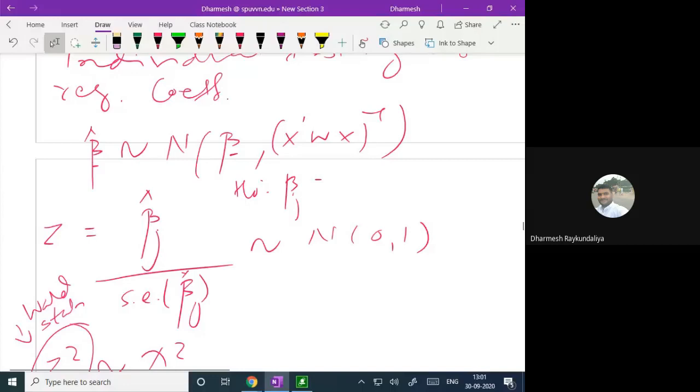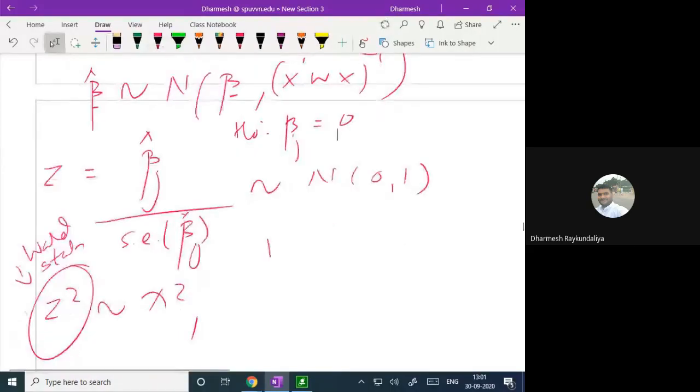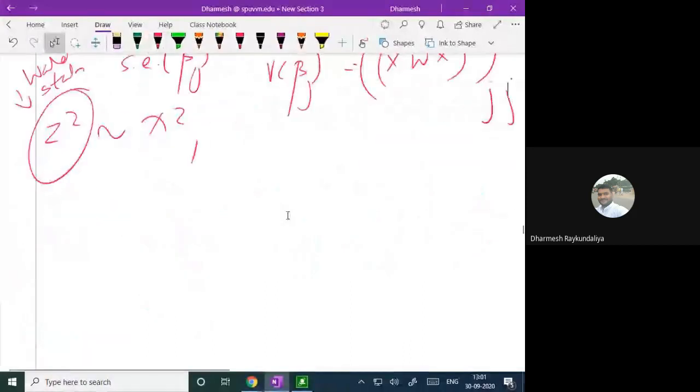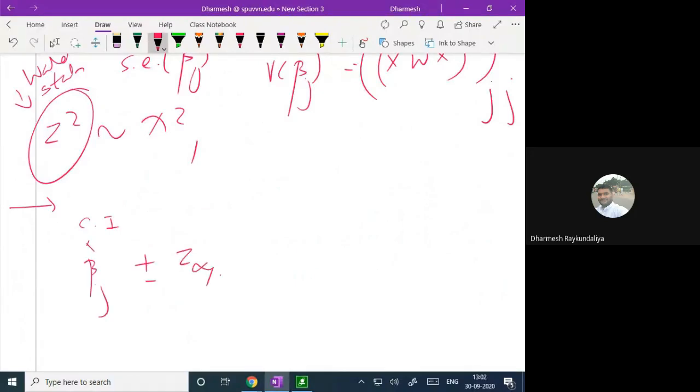And now what is the standard error of beta j? The variance of beta j cap is nothing but the jth diagonal value, and then you take the square root, which gives the standard error of beta j. And if I know the standard errors and beta j, I can obtain the confidence interval, that is beta j cap plus or minus z alpha by 2 times the standard error of beta j cap.